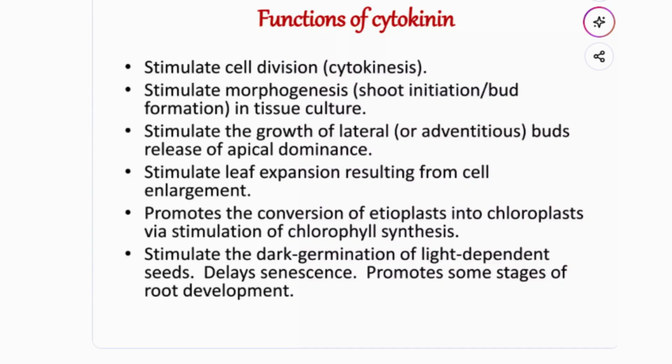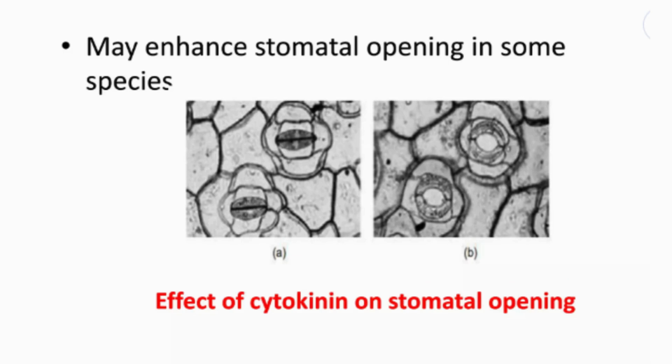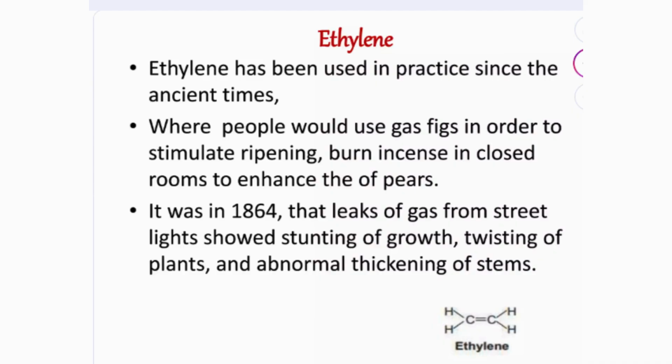It promotes the conversion of etioplasts into chloroplasts by stimulation of the chlorophyll synthesis. It stimulates the dark germination of the light-dependent seeds, delays senescence, and promotes some stages of the root development. There is also enhanced stomatal opening in some species, so there is an effect of the cytokinin on stomatal opening.